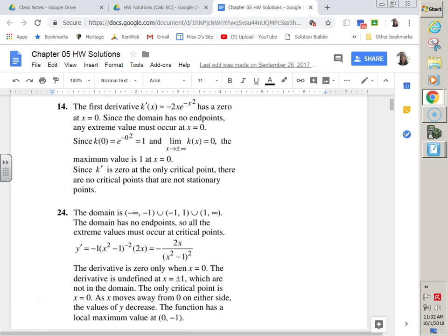I like some of the explanations, not that you guys need to write them all down, but I like some of the explanations as far as, hey, there's a critical number, there are no endpoints, any extrema must only occur at the critical number then, etc.